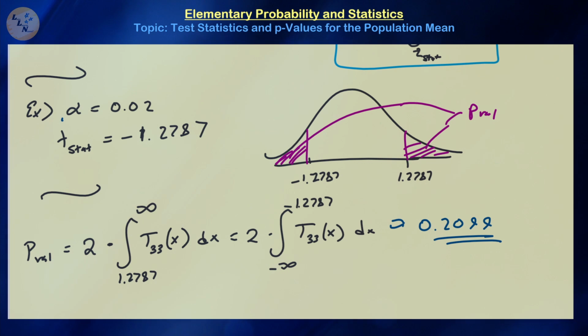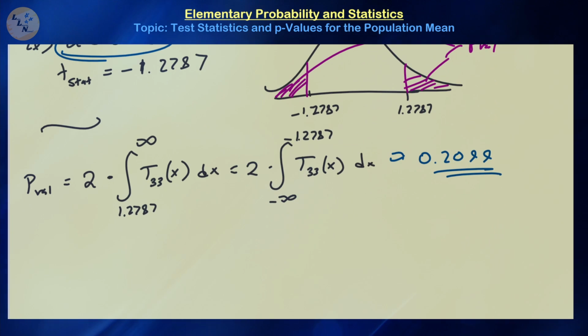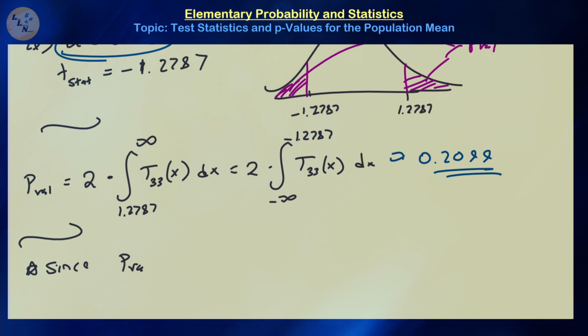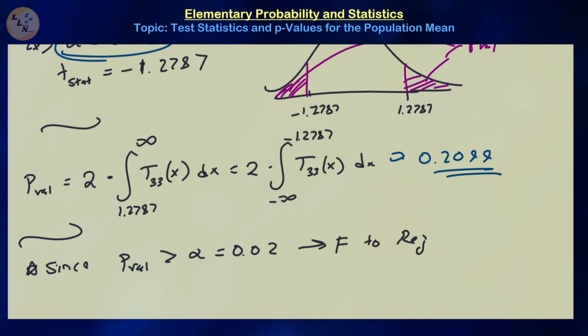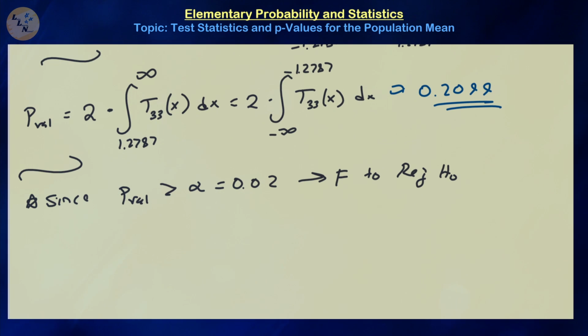So what are we going to compare this to? We're going to be comparing this to alpha. So how are we going to conclude that, and what's our decision process? Since the p-value is greater than alpha, where alpha is equal to 0.02, we're going to be failing to reject the null hypothesis.